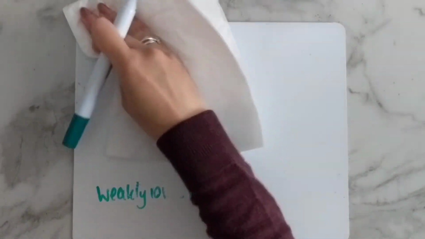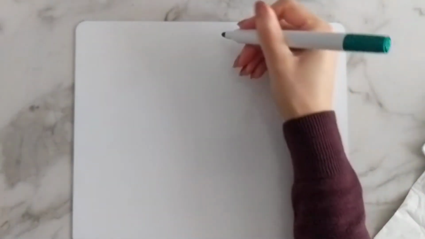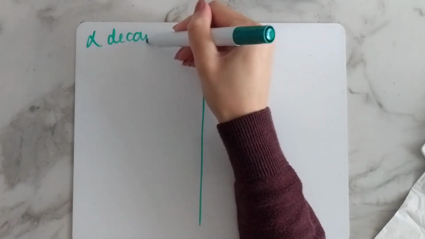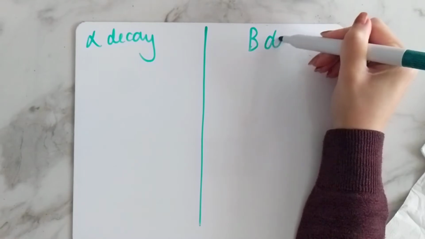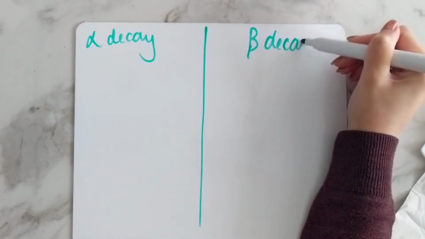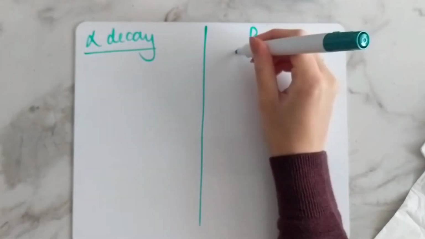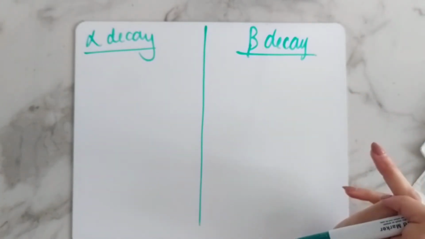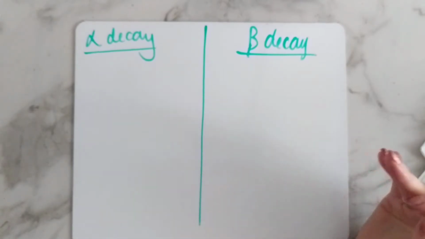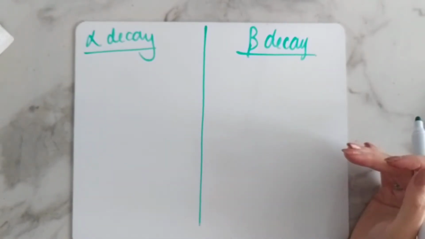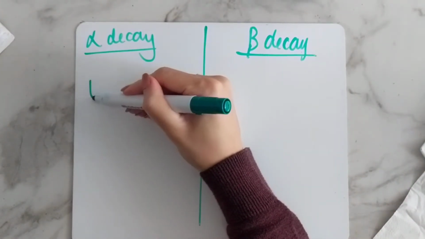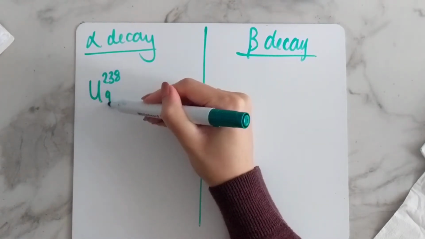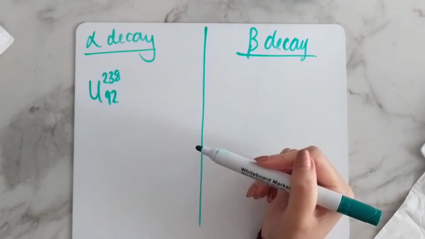Now let's take a look at alpha decay. So I'll just split the board. Alpha decay and beta decay. There's no such thing as gamma decay, and this is just a little bit of maths really. So alpha decay is basically when you lose an alpha particle from an element. So for instance, if I've got uranium 238, so that's its mass number, that's its atomic number.